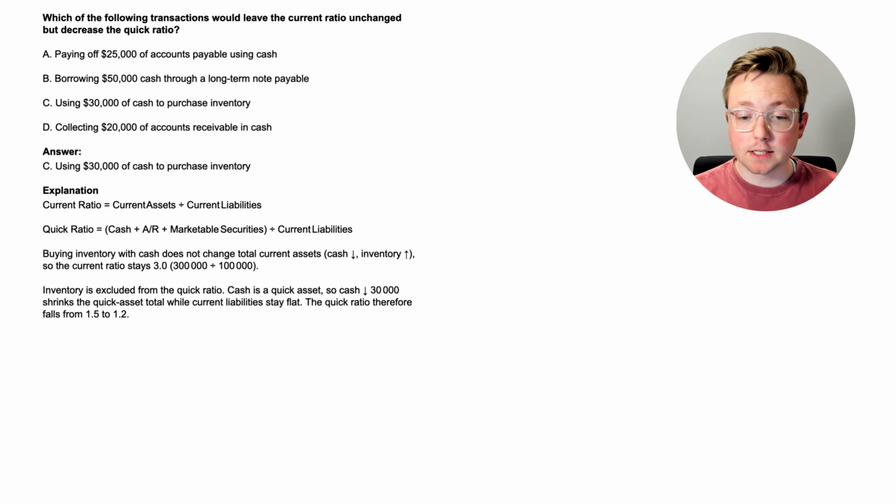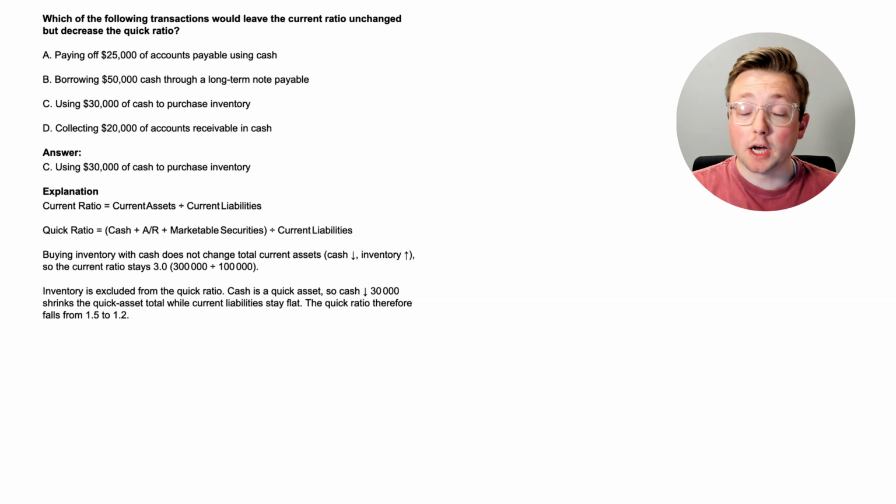But inventory is excluded from the quick ratio, so cash, being a quick asset, is included in the quick ratio calculation. So you do reduce the current assets in the quick ratio when you use the cash, but inventory is not included. So the current liabilities stay the same while the current assets go down, making the quick ratio go down as well. And let's think about that.